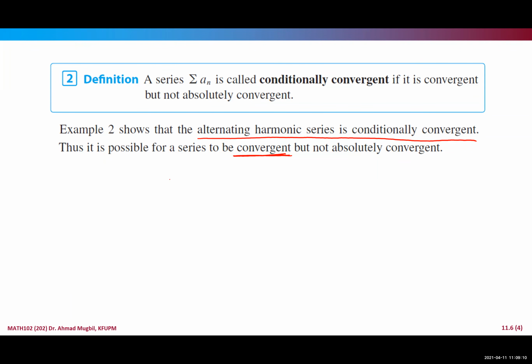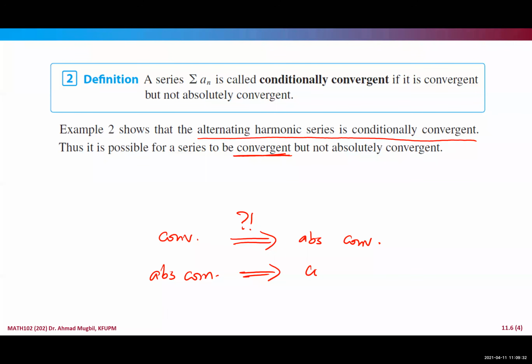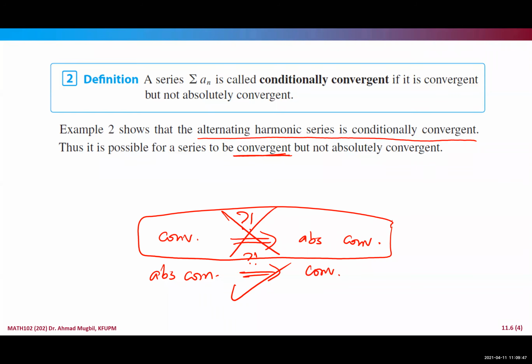So let's ask this question now. If a series is convergent, does it imply that it is absolutely convergent? No. What about the other way: if it is absolutely convergent, does it mean that it is convergent? Yes. We have an example for this: a series that is convergent but not absolutely convergent. So you are right, this is not true.